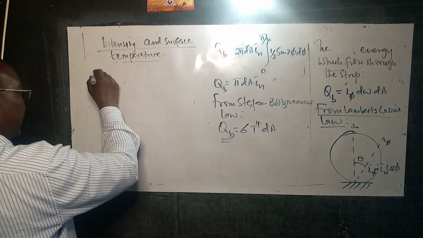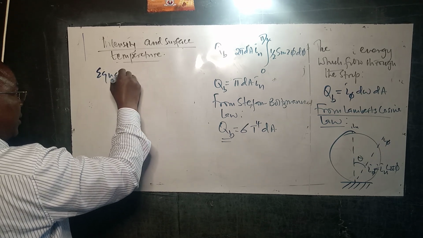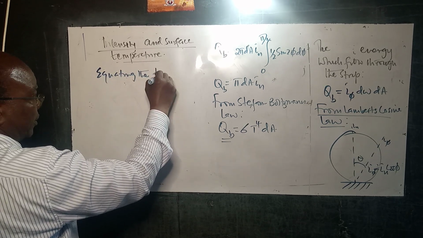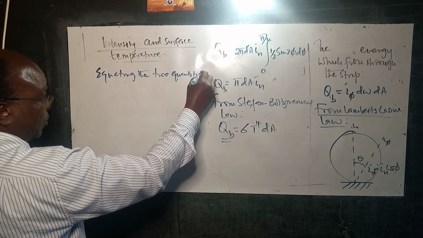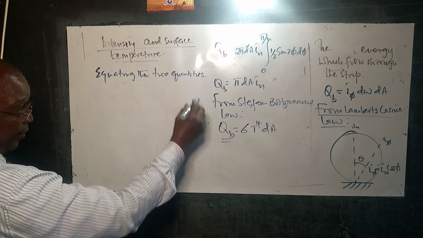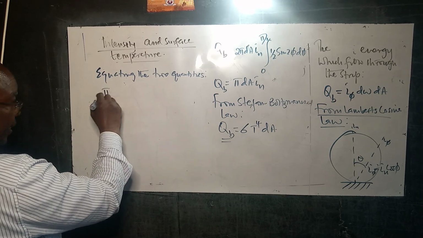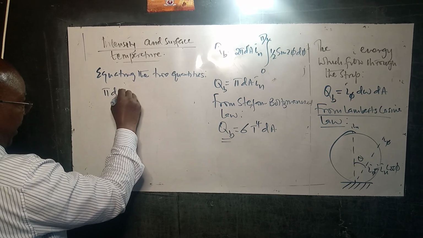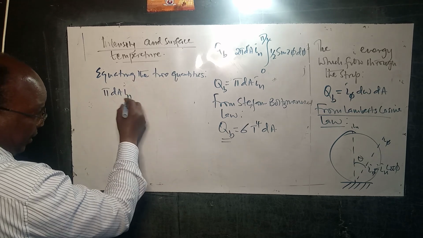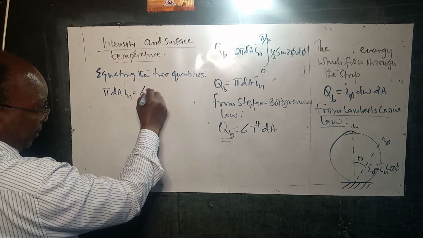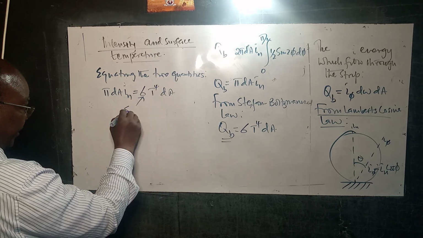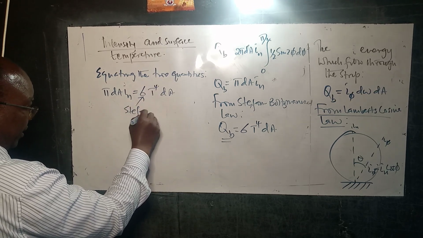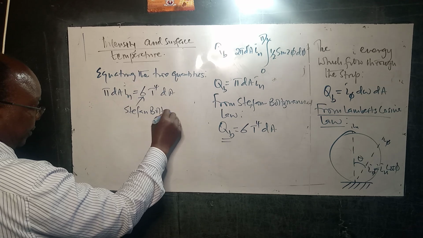So equating the two quantities, we have pi dA I_N equals sigma T^4 dA. Remember, sigma is the Stefan-Boltzmann constant.